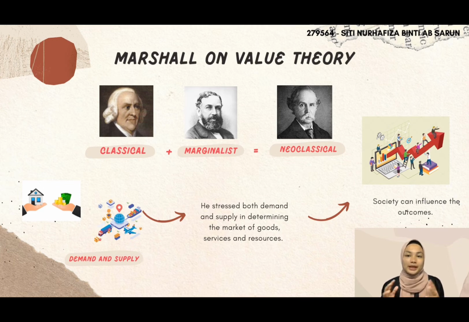Next, the implications of Marshall's approach are interesting, which is that the relationship among supply, demand, and price tends to produce certain results if they are allowed to work themselves out by themselves. But society also can influence the outcome if it so desires.